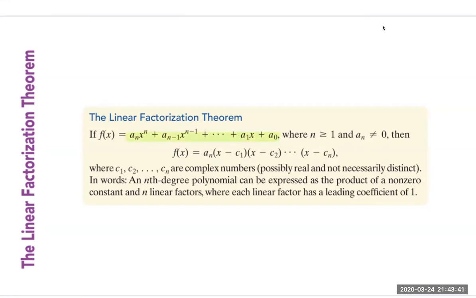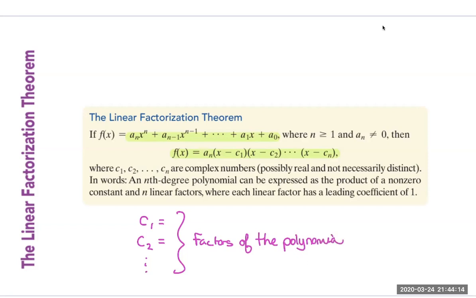in standard form, a_n x to the n power, plus a_(n-1) x to the n minus 1, all the way down, can be written as a product of linear factors, where c1, c2, and so on are all factors of the polynomial. Now, let's see where this comes into play for us.